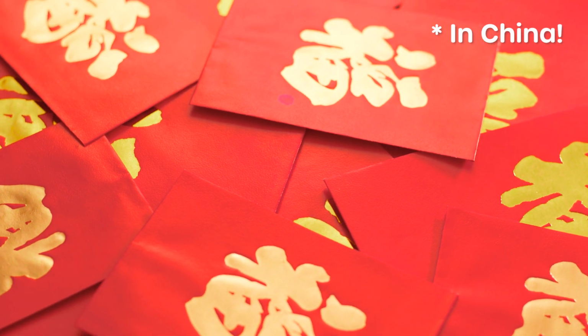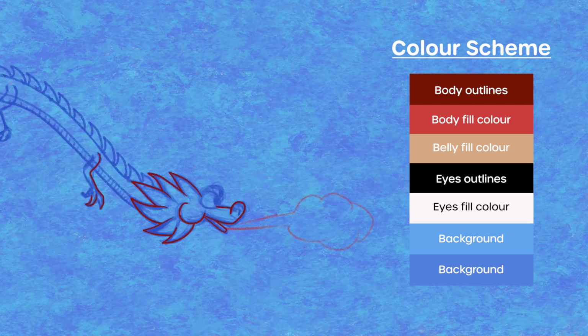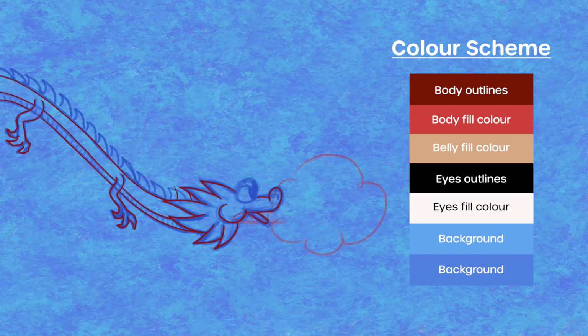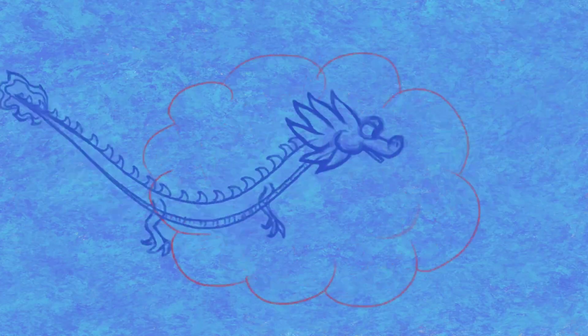As for my color scheme, red and gold are the most representative colors of the Lunar New Year, so I went with red and a yellowish tone. In Chinese culture, red represents prosperity and gold represents fortune. These are warm tones, so to balance the image, I used a cool blue tone for the background. Unintentionally, the dragon started to look like Mushu from Mulan. I wonder if Disney thought similarly when selecting their colors.